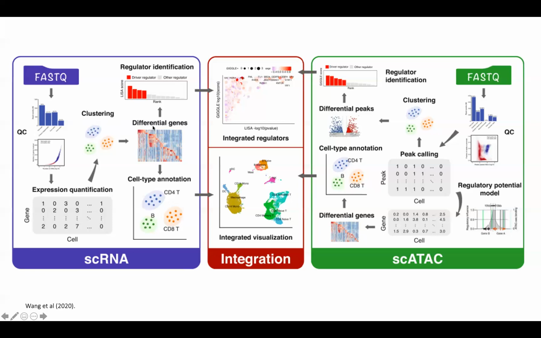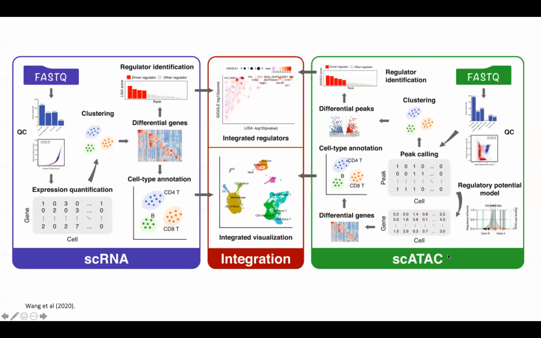differential expression analysis. And then a very interesting feature is that it will actually annotate cell types for you automatically. For example, if you have an immune cell data set, it might tell you these cells are B cells, these cells are CD8, these cells are CD4 T cells. And so that's a really interesting feature.